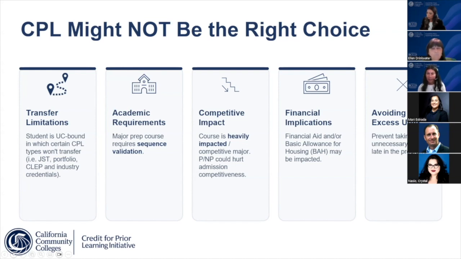There may also be some financial implications. So if they're getting financial aid or if they have a basic housing allowance, this could be impacted by earning CPL. So that is something that you want to discuss with the student and make sure that this meets their needs. And the last would be we don't want to award CPL just for the sake of awarding CPL. We want to avoid excess units. This could potentially create some problems in the future. So we should be awarding CPL because the student actually needs it. It's going to apply towards something, either a GE or major requirement or those minimum electives that they need for transfer.